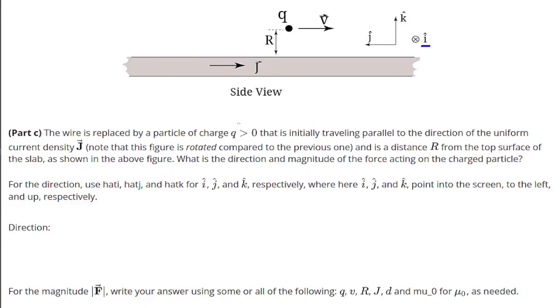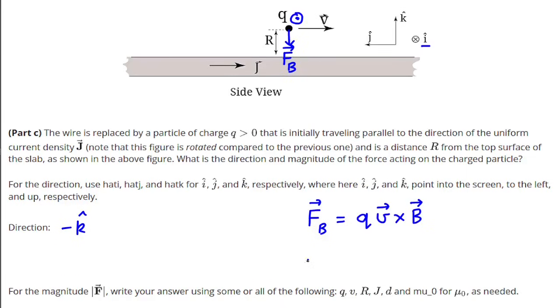Well, using the right hand rule, pointing your thumb in the direction of the current and curling your fingers in the direction of the magnetic field, the field acts in the minus i direction in this case. So the magnetic force acting on a charge is the charge times the velocity cross a magnetic field. By the right hand rule, the magnetic force acts downwards in the minus k direction.